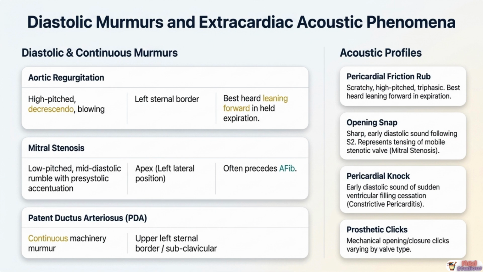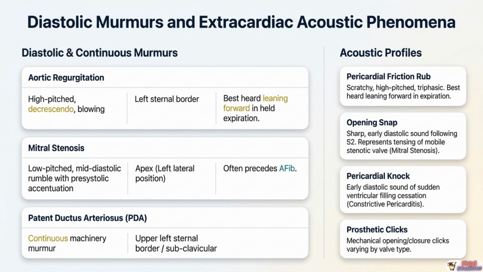And a patent ductus arteriosus produces a continuous, machinery-like murmur at the upper left sternal border or beneath the left clavicle, running uninterrupted through both systole and diastole. Beyond murmurs, several extracardiac acoustic phenomena deserve recognition.